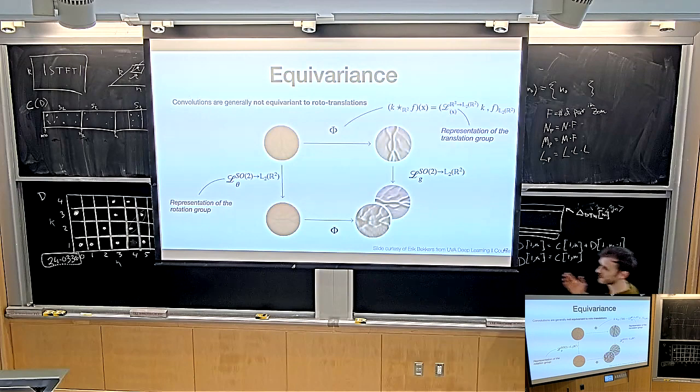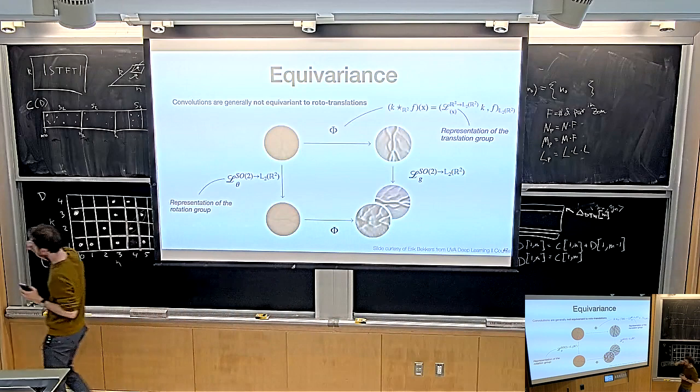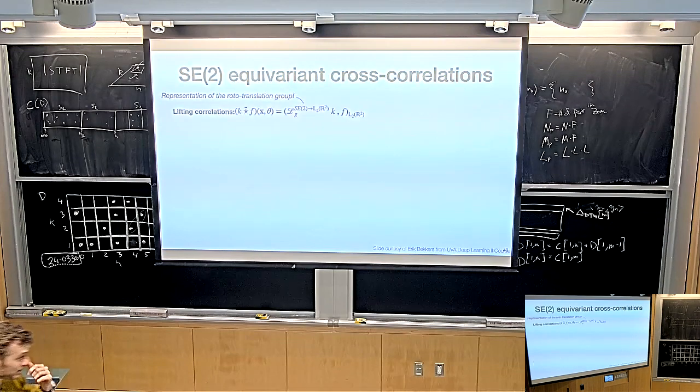Unfortunately, the same is not true of convolutions for rotations, and we'll tackle that now. So for translations, as I had already said, the trick seemed to be to take a set of weights and shift them around with representations of the translation group. Now we'll do the same with rotations. Here's a problem.